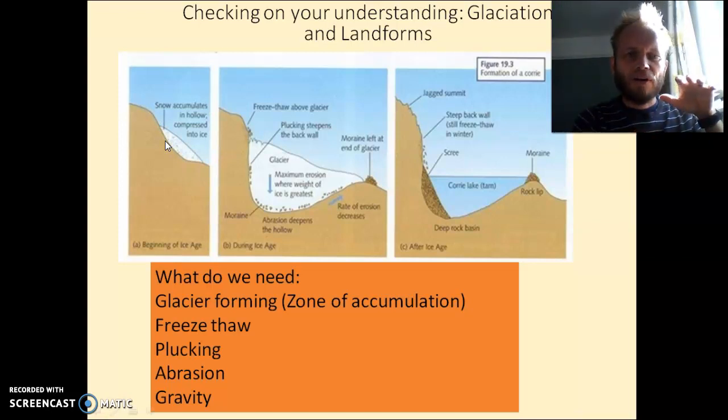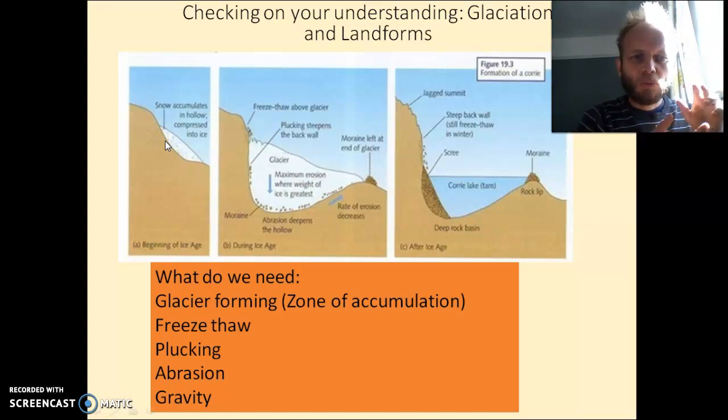So we get in a hollow, we get snow accumulating, it compresses in to form ice. Once it becomes ice, the force of gravity then starts to pull down on it, and so it can start to move. And that movement is what starts to shape the landscape. Because as we've talked before, the glacier picks up material, so it plucks material from the side of the valleys, and then it abrades the landscape. And that abrasion makes the hollow deeper.